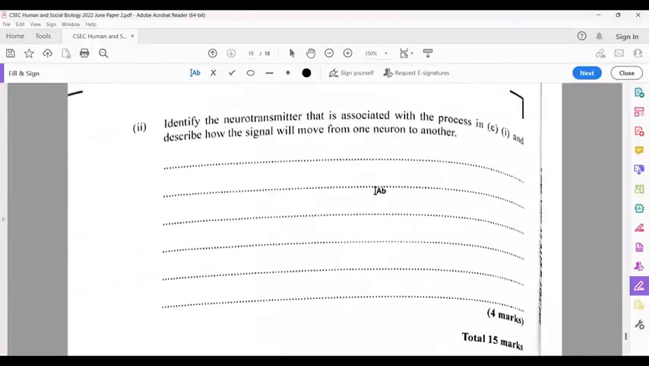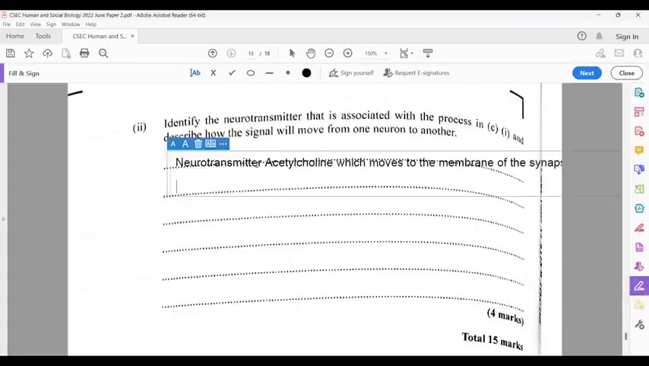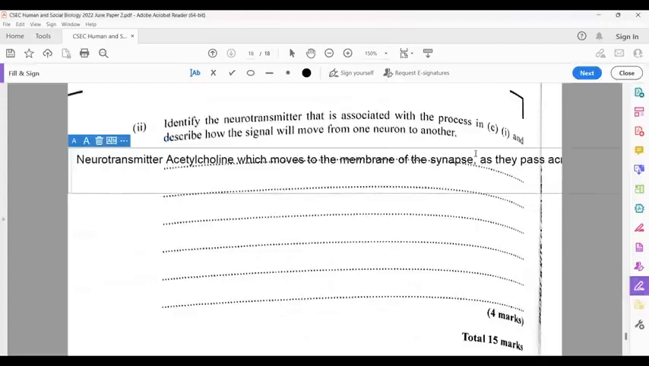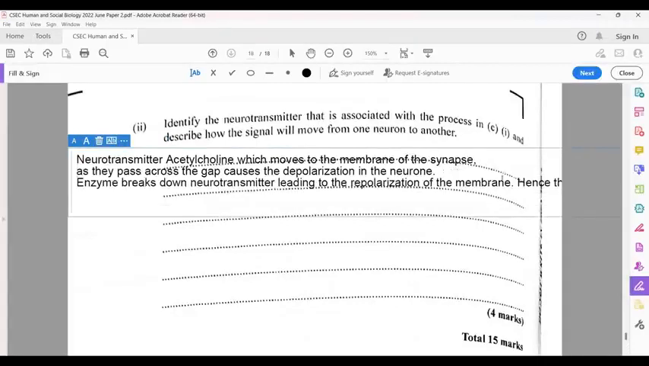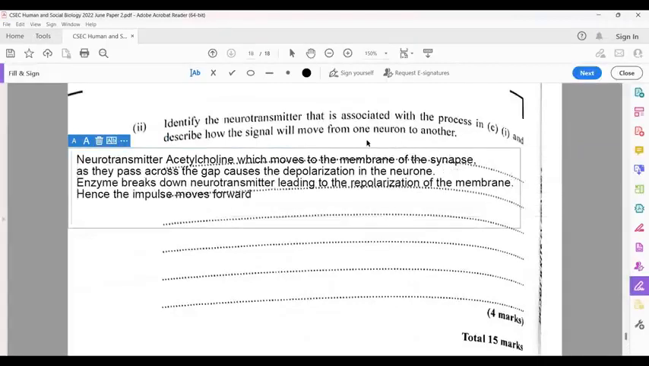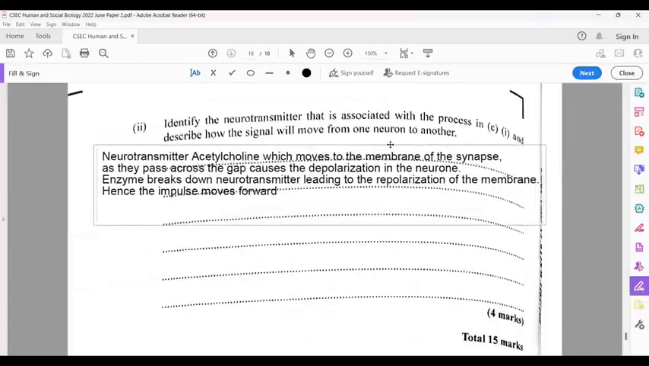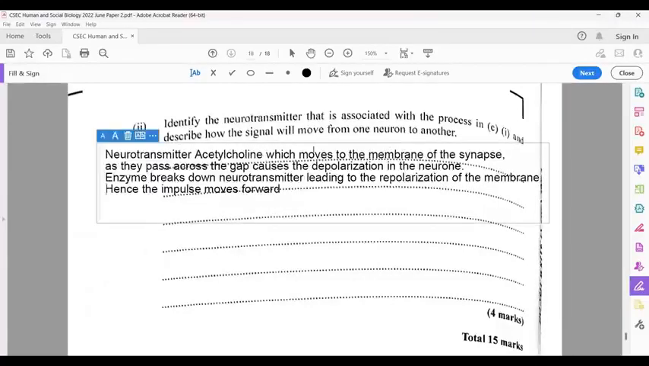Identify the neurotransmitter that is associated with the process in C1 and describe how the signal will move from one neuron to another. And the neurotransmitter, acetylcholine. Acetylcholine is one of the neurotransmitters. There are many others, but this is the one you are interested in.